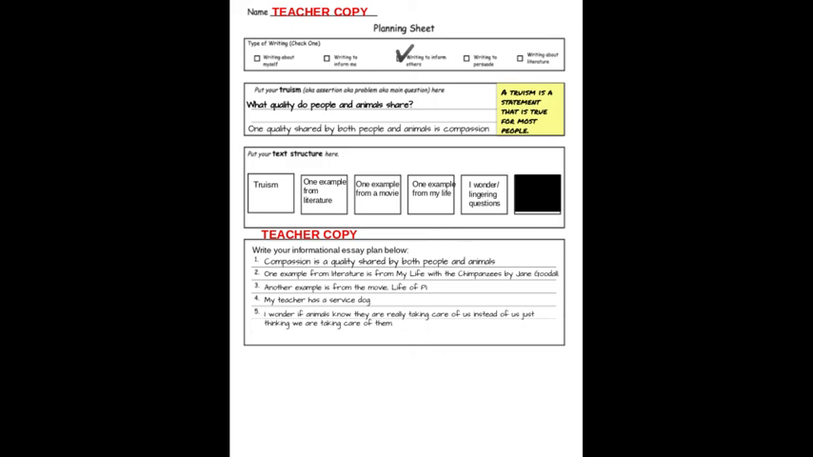So for day 1 today, you need to get your planning sheet complete. You need to make sure your truism is in your truism box and that you have answered each piece of the text structure in the final box on this planning sheet. If you have any questions, reach out to your teacher or join your teacher's Google Meet and they can assist you.